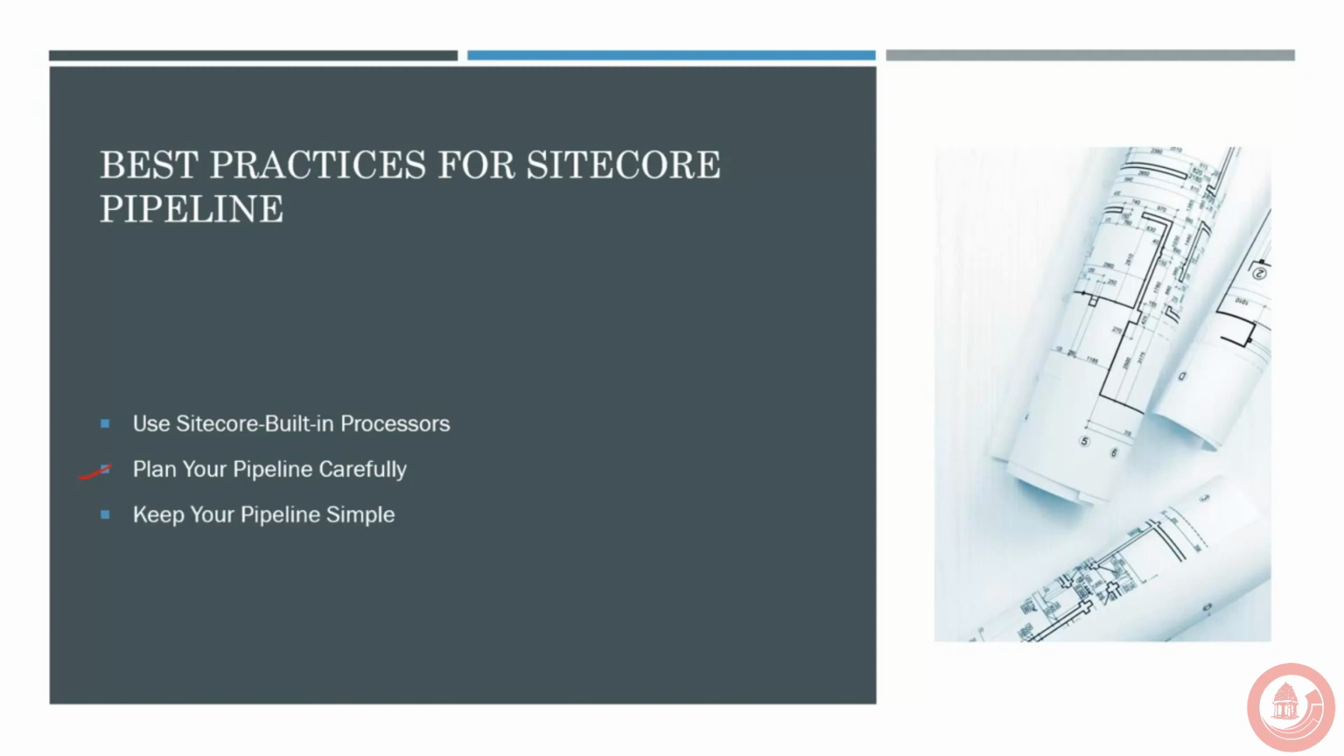There is one principle in our software field that's called the KISS principle. It simply means keep it simple. So the same rule applies to pipelines as well. Keep your pipeline simple by breaking it down into small and reusable processors.